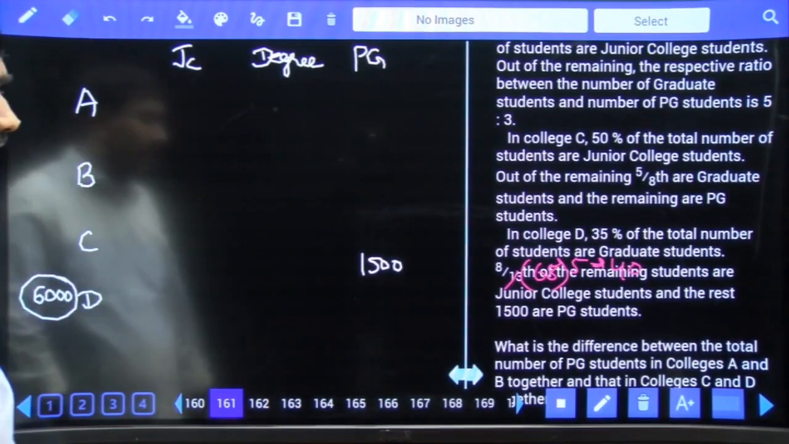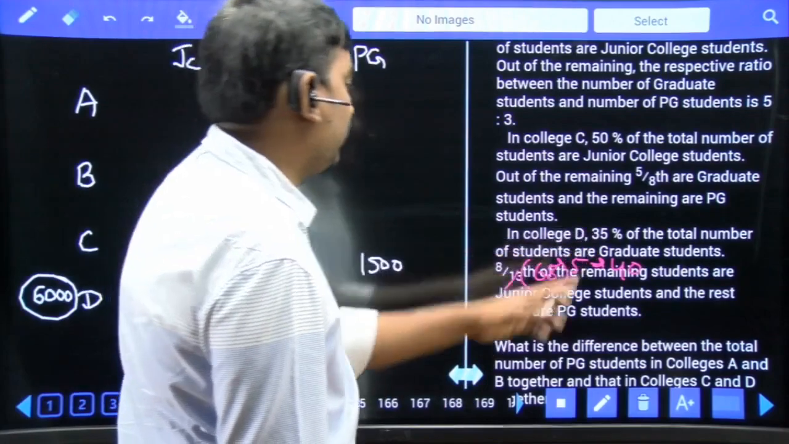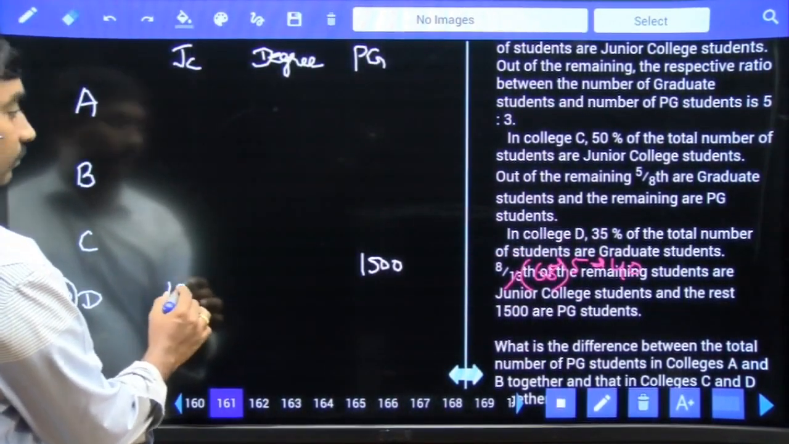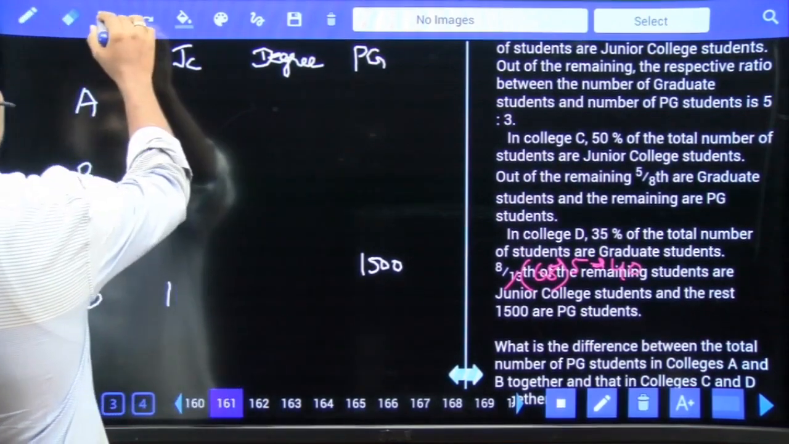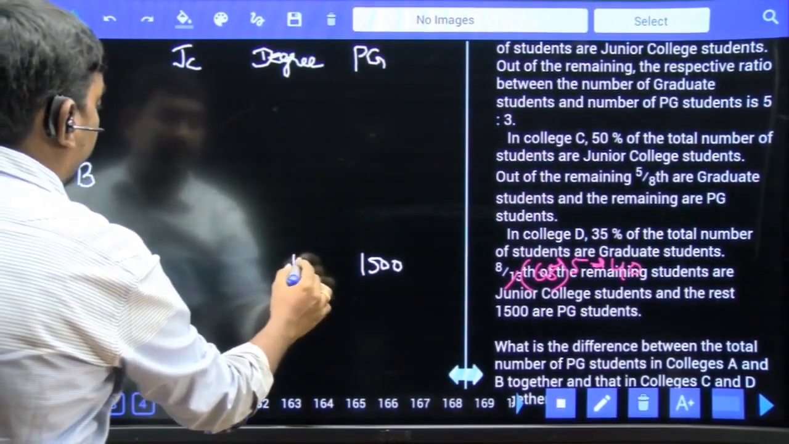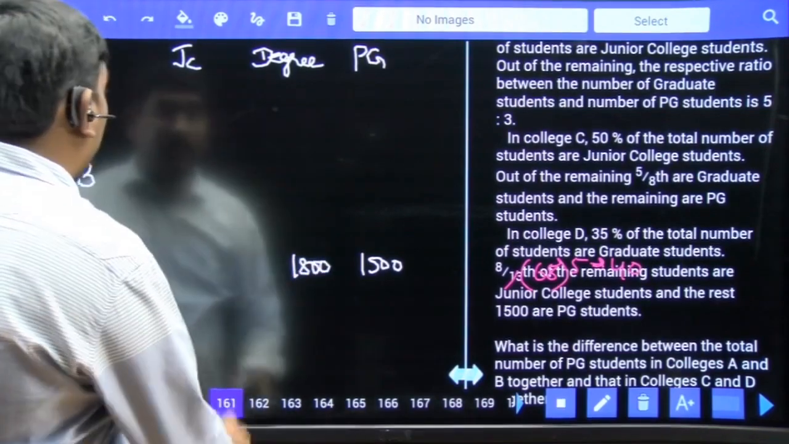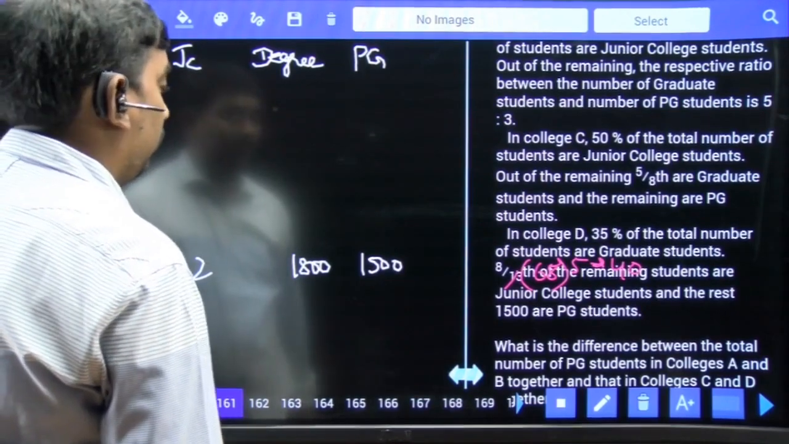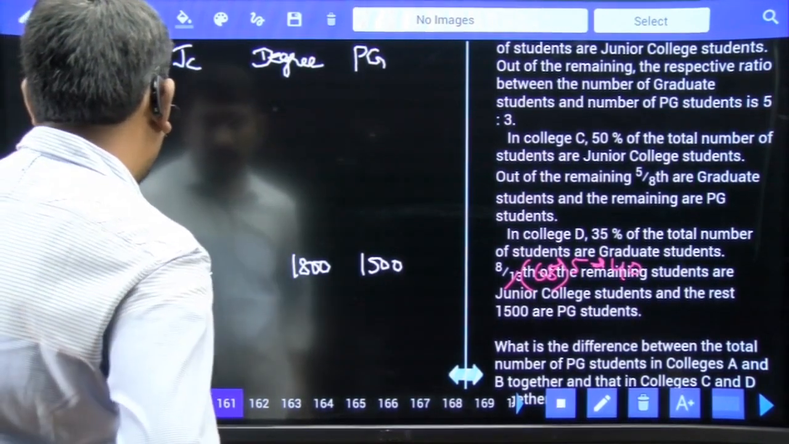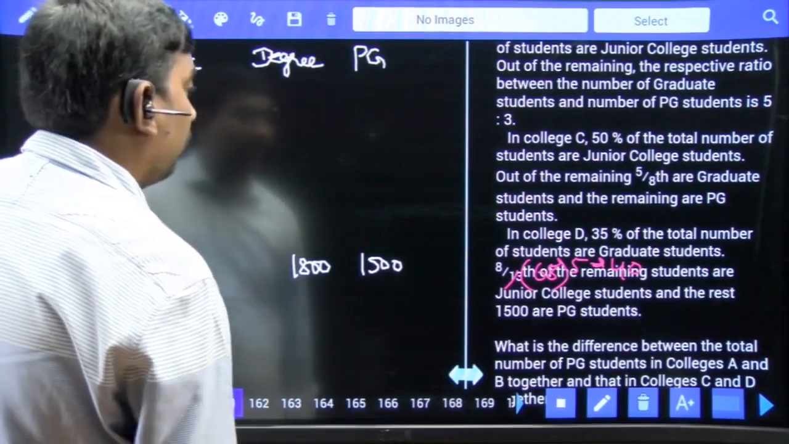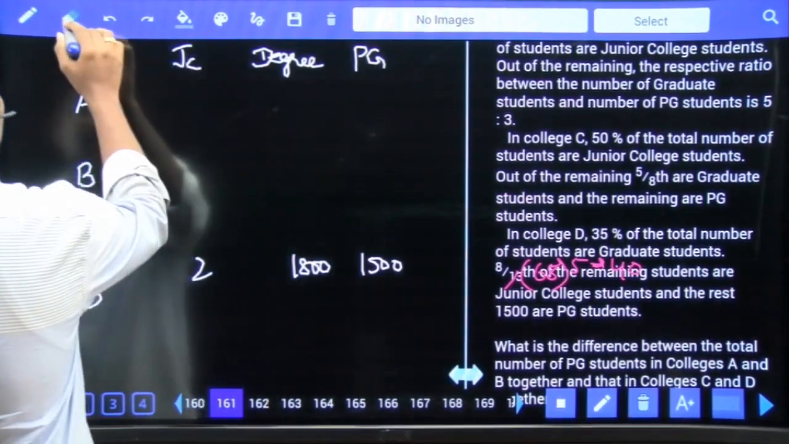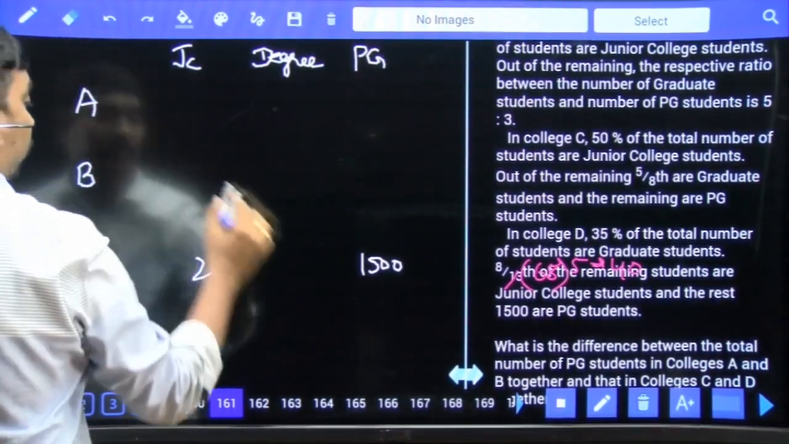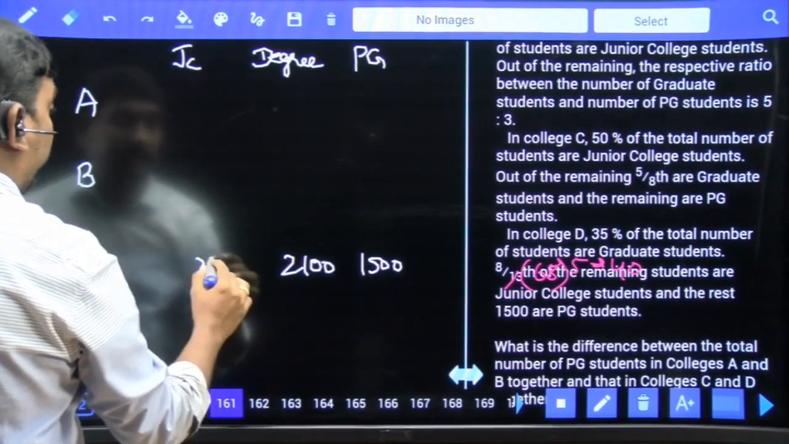College D has 6000 candidates. 35% means 35 times 60, 2100 are graduates, meaning degree. The remaining 40% is 2400. 25% is 1500 PG.